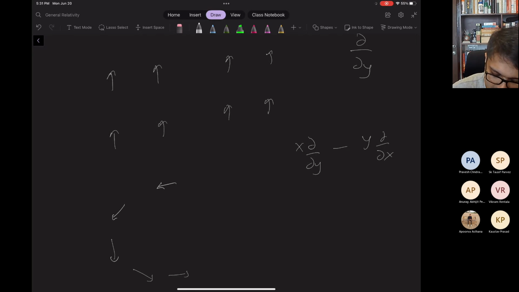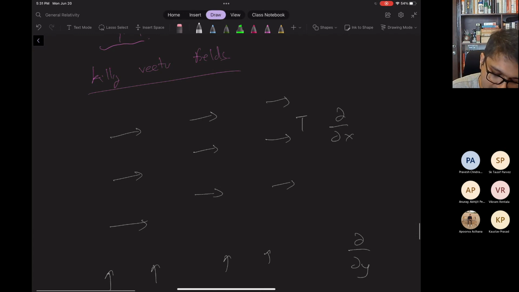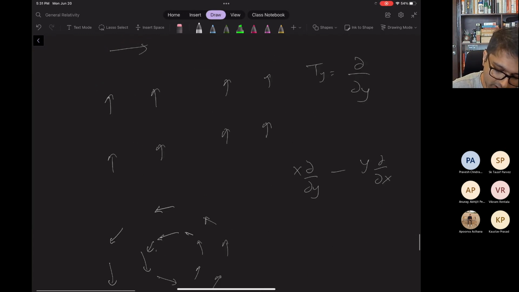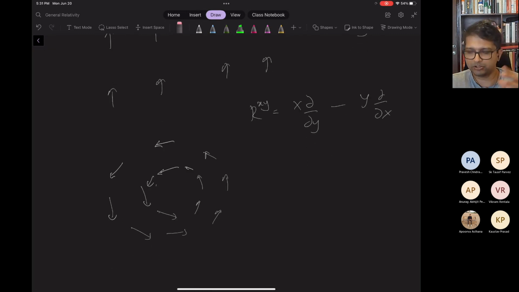Maybe I'm getting the overall sign wrong, but it doesn't matter. It generates a rotational flow. So these are the basis of your killing vector fields: translation along the x direction, translation along the y direction, and a rotation, which would be along the z direction, but there's no real z direction, so we'll think of it as a rotation in the xy plane. In general, in n dimensions, you should think of rotations as rotations in a plane.